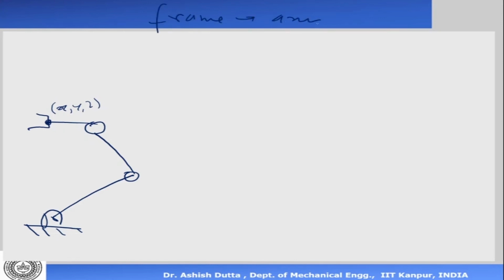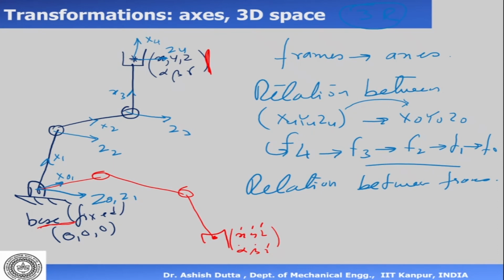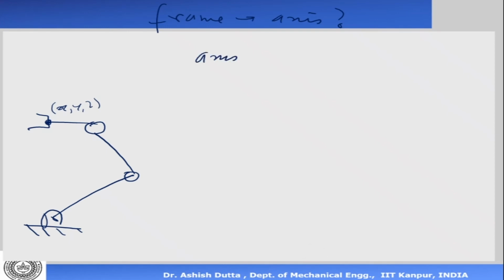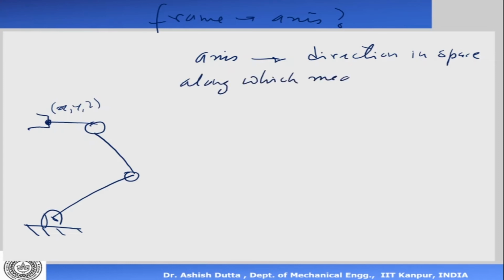If I want to assign a frame or an axis, the first question that comes up is what is an axis? In the previous example, I simply wrote x, y, z. I did not draw y, but you can draw y this side. We always do x, y, z, but what is this x, y, z? What is a frame or what is an axis? An axis is a direction in space, a direction in space along which measurements are made.